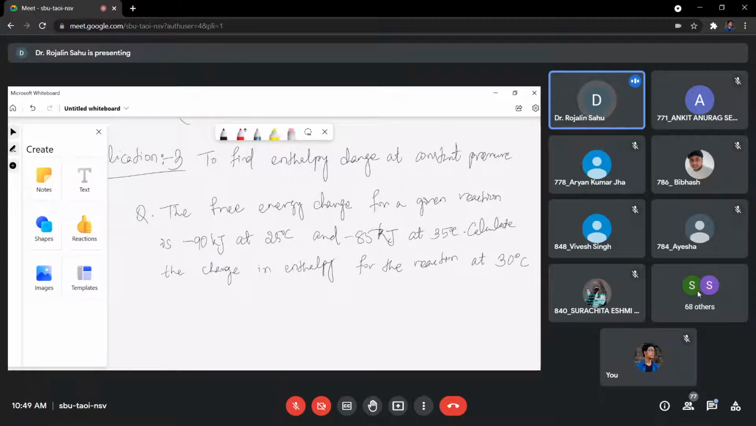Okay, so the free energy change for a reaction at two different temperatures is given. So you have to find out the enthalpy change for this reaction. This is the last application of the Gibbs-Helmholtz equation. I hope you can solve this one. Please try to solve it, otherwise I will solve it for you. So you try to solve first.